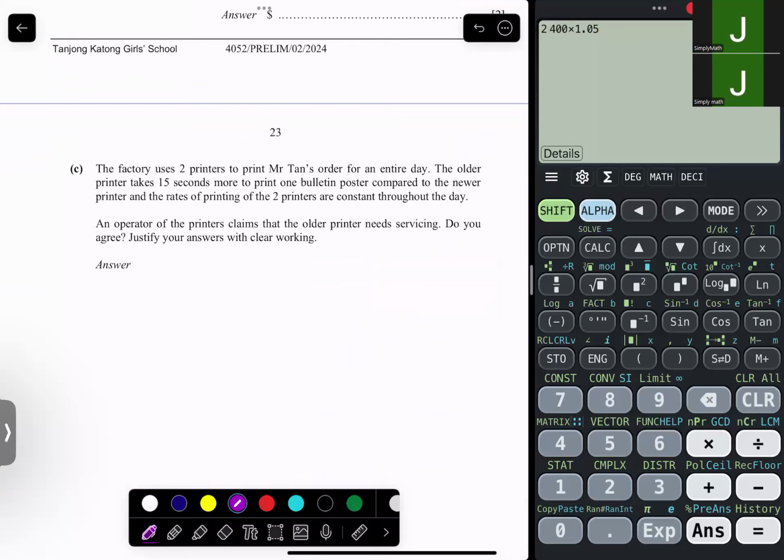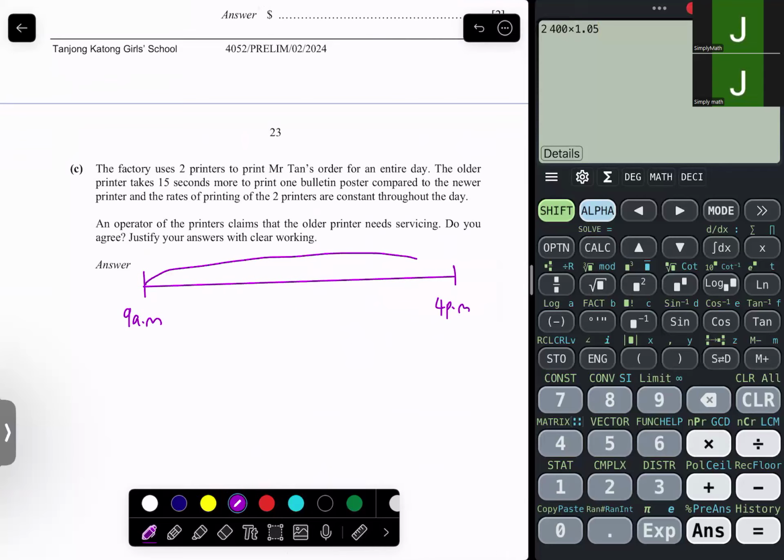Okay. So firstly, from 9 a.m. to 4 p.m. Okay, what is the time period? 9 a.m. to 4 p.m. The time period will be 7 hours. Okay. So from here to here is 7 hours.